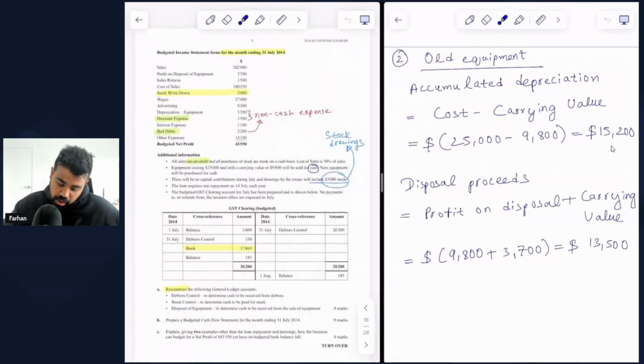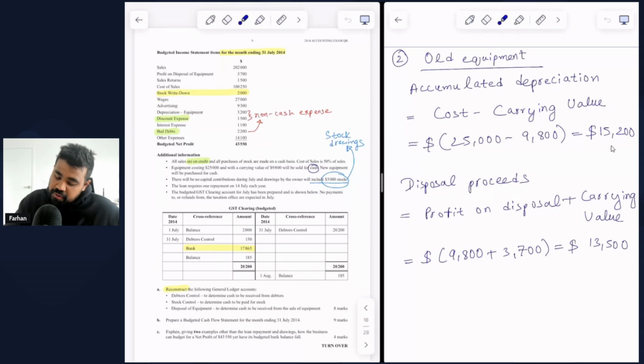Then I want to also find the disposal proceeds. Now, since the question mentions that this will be sold for cash, explicitly, whatever we are getting in disposal proceeds is basically the cash that we're receiving from the sale of equipment. And you could just finish it right here without doing the ledger account, but we need to do the ledger account anyway. So how do we find this disposal proceeds?